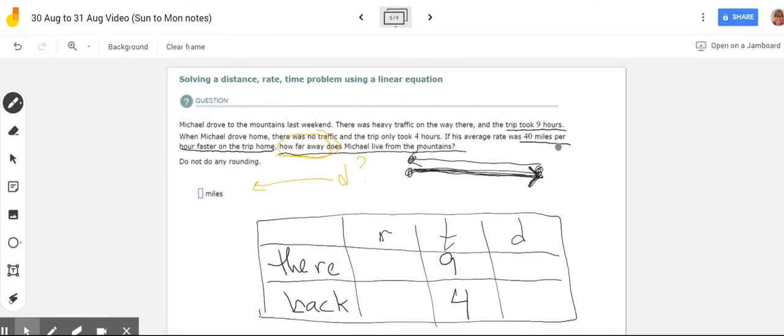But they're not. So we're going to have to pick one of these to be R again, and we're going to have to solve for rate and then use that to solve for distance. So if it's 40 miles per hour faster on the way home, let's make there R, and back is R plus 40. Again, distance comes from multiplying these two things, 9R and 4 times R plus 40.